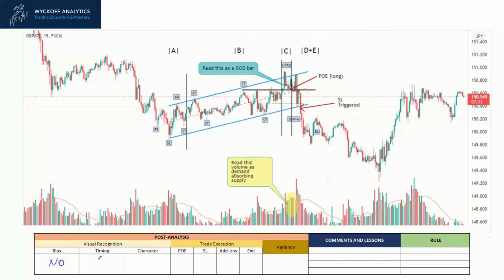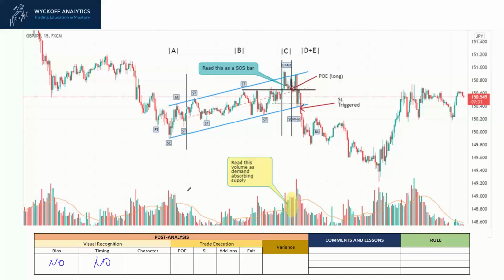Yeah, it is a pullback to the old resistance that he's reading as support. So it's a reaction that hasn't been tested yet. So I guess I'd have to say no. What do you think? Yeah, I would say so, because if this is a counter to the trend trade, I think the identification of the point of entry should be earlier.